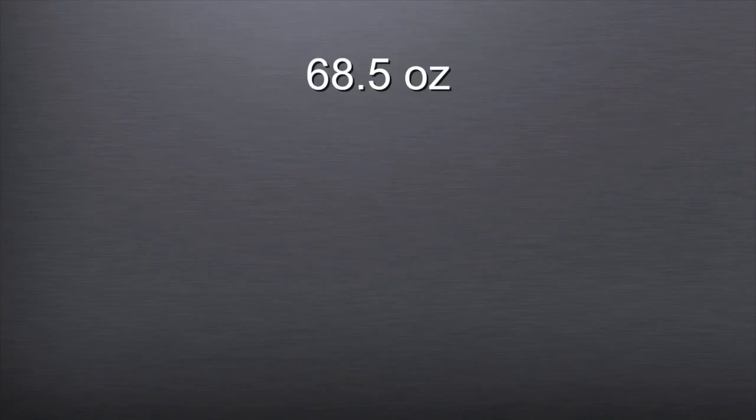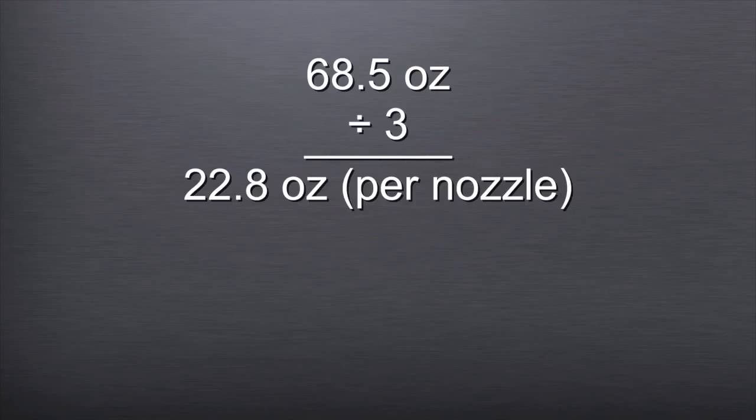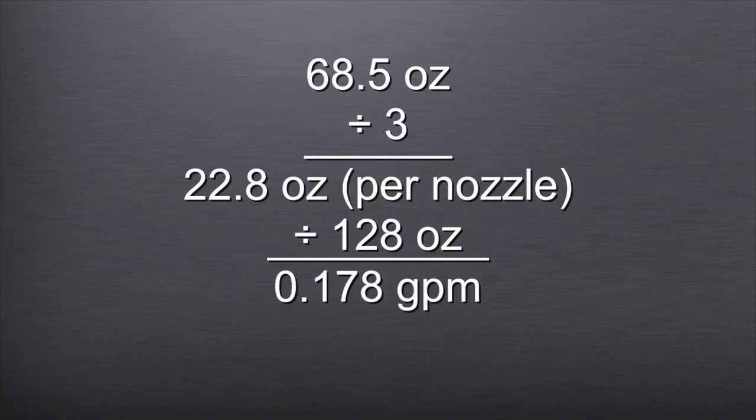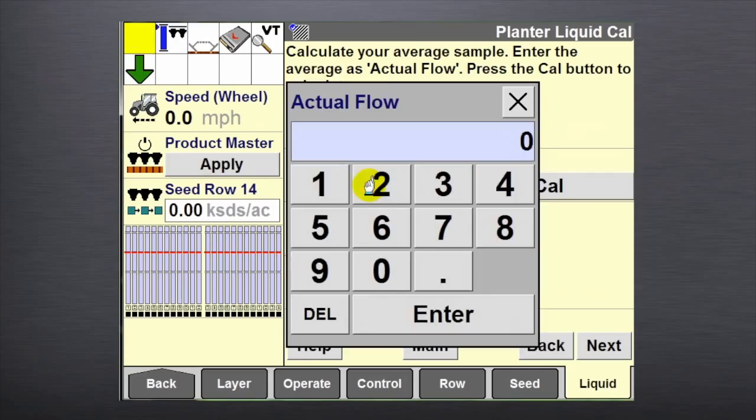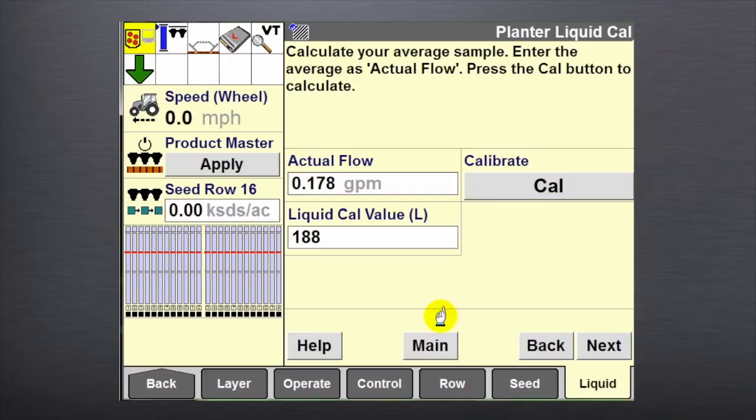In our example, we captured 68.5 ounces from 3 nozzles. We need to divide 68.5 by 3, which gives us 22.8 ounces per nozzle per minute. To turn this into gallons per minute per nozzle, we will divide the average 22.8 ounces by 128 ounces to provide us with gallons per minute per nozzle. Our value is 0.178 gallons per minute per nozzle. We'll enter this value into the display and then click the Calibrate button.